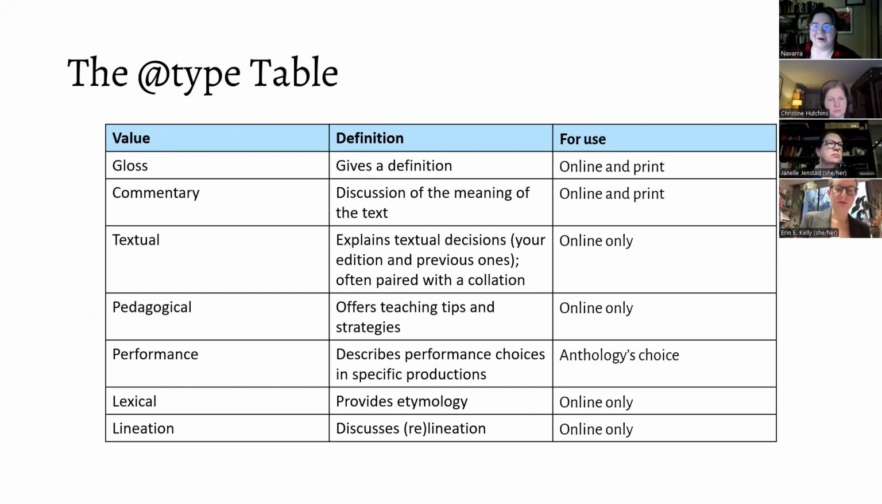Performance notes are the anthology's choice. I believe that QME is really the anthology that's using these so far. I expect that they're planning on putting them in print as well. Our performance notes describe performance choices from specific productions. Lexical notes provide etymology. They're online only. Lineation notes discuss lineation or relineation. They're also online only.